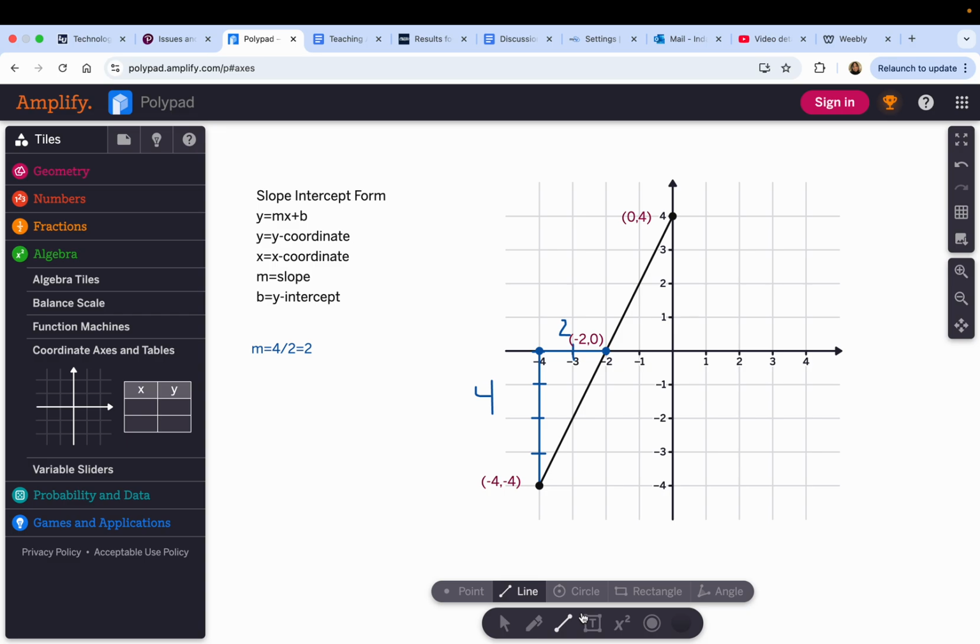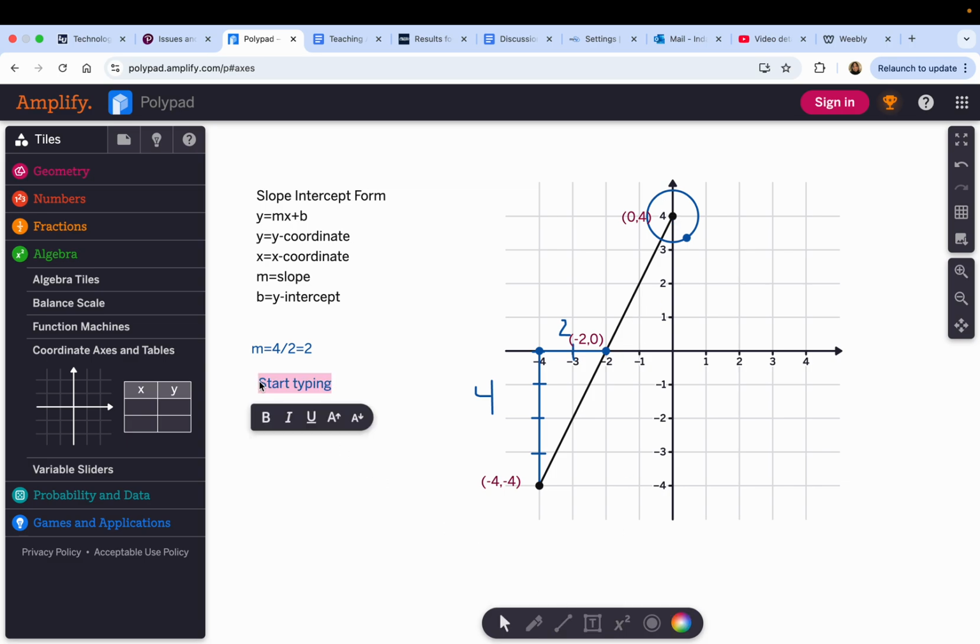Now we're going to go ahead and look at our y-intercept, which is represented with the b. To find our y-intercept, we're going to look at where that line crosses the y-axis, which is right here at this point, right? So we're going to focus at this point right here. And so we can see that our line crosses the y-axis at 4. So our b is equal to 4.